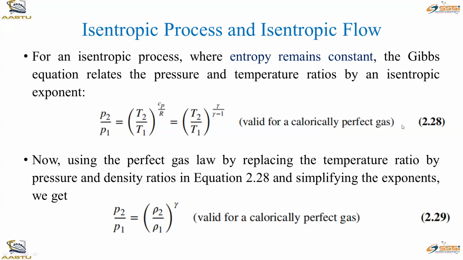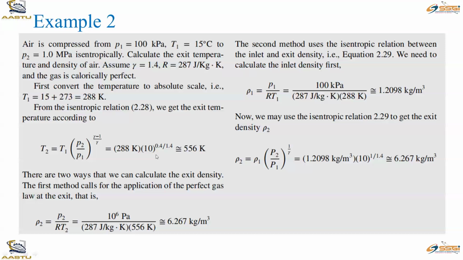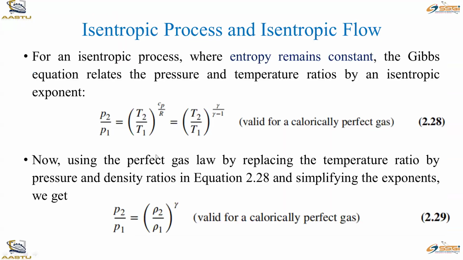This is valid for the perfect gas, right? Again, the pressure and the density are related by pressure 2 over pressure 1, which is equal to density 2 over density 1, to the power of gamma. So don't forget these formulas.